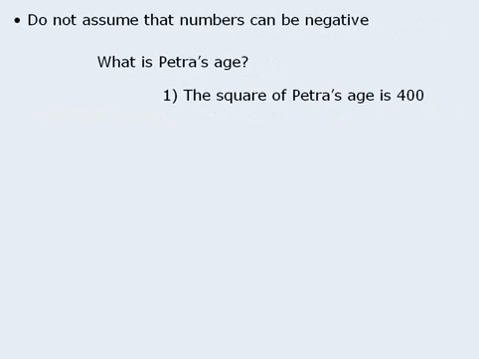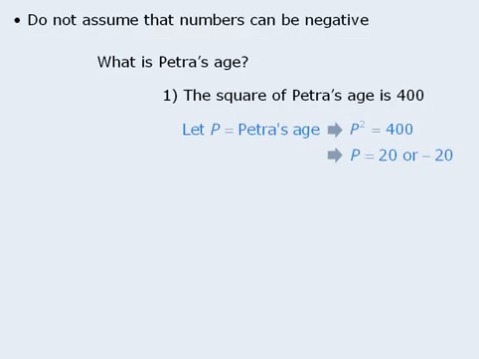In this question, we want to find Petra's age. Statement 1 tells us that Petra's age squared is equal to 400. So if we let p equal Petra's age, then we can write the equation p squared equals 400. When we solve this equation for p, we see that p can equal 20 or negative 20. So we might conclude that statement 1 is not sufficient. Of course, this would be incorrect, since Petra's age cannot be a negative number. So once we remove negative 20 from the possible values of p, we can see that p must equal 20, which means that statement 1 is sufficient.